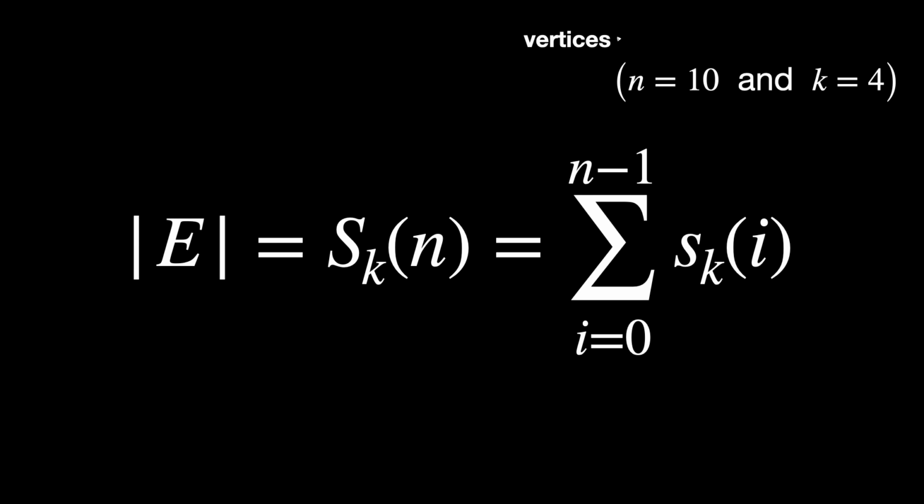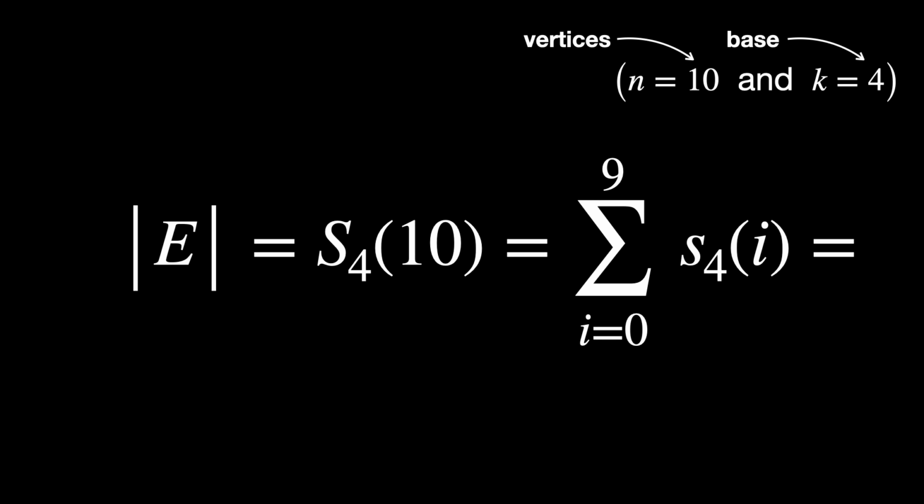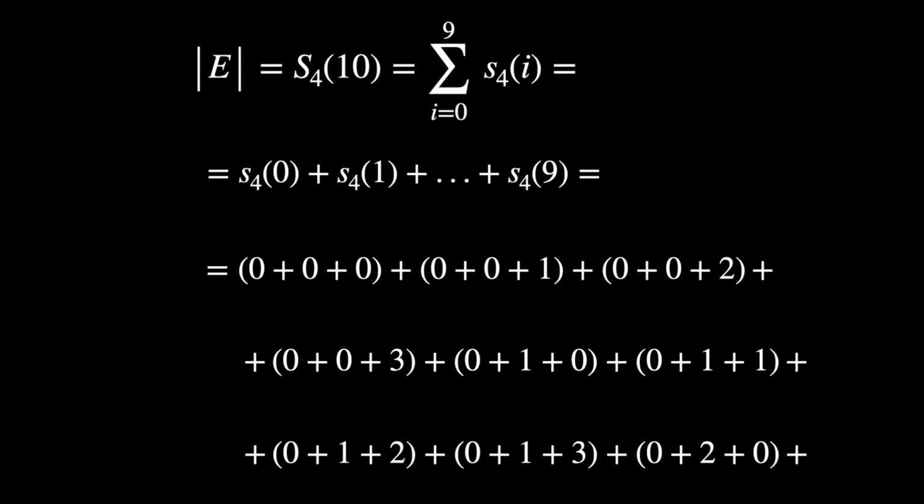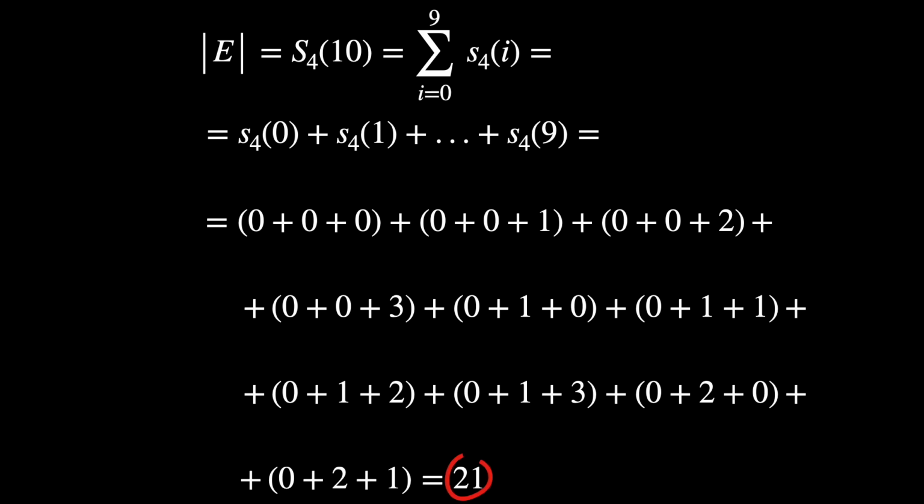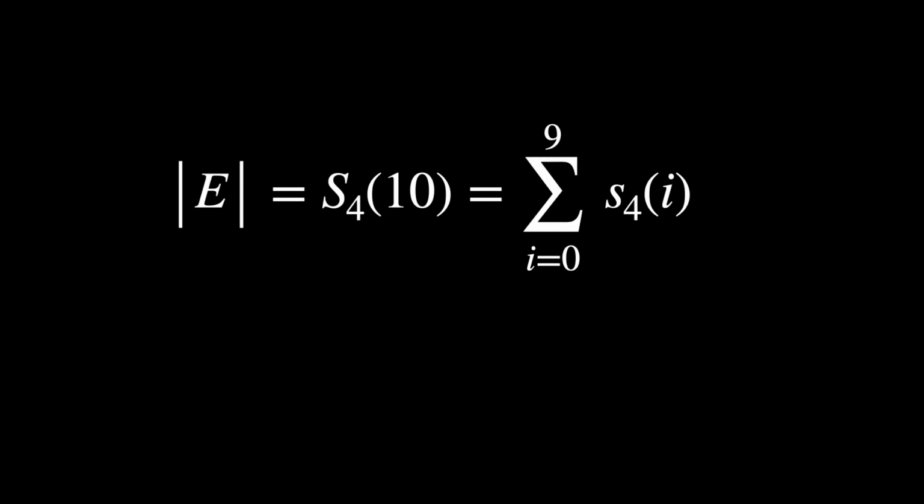But wait a second, why are we counting each individual edge if we already have a formula to calculate them for any general bricklayer's graph? Let's apply the formula instead, n equals 10 and k equals 4. We got 21 edges, just as before. That's how this formula works.